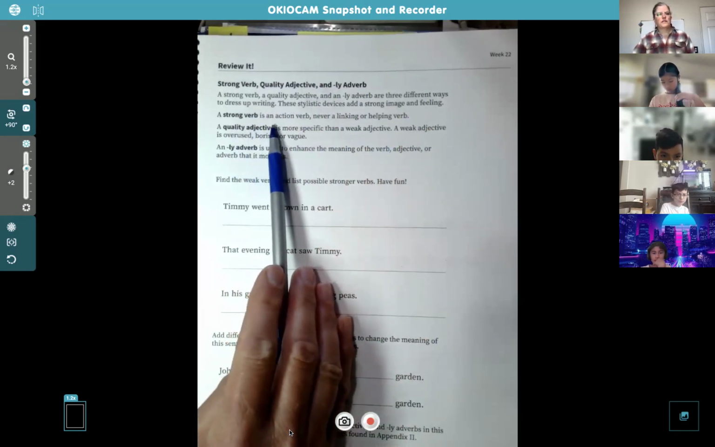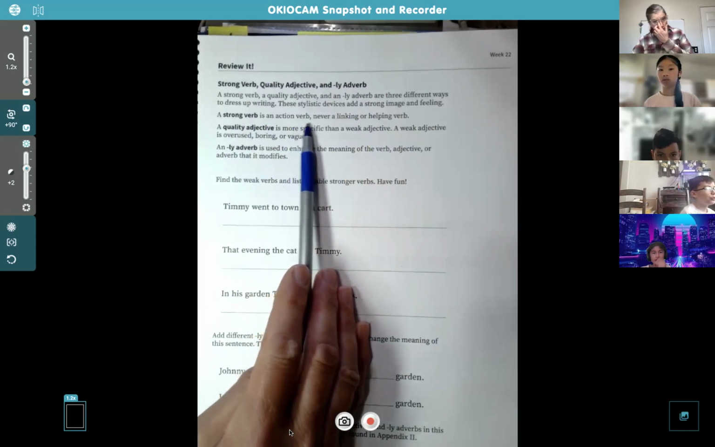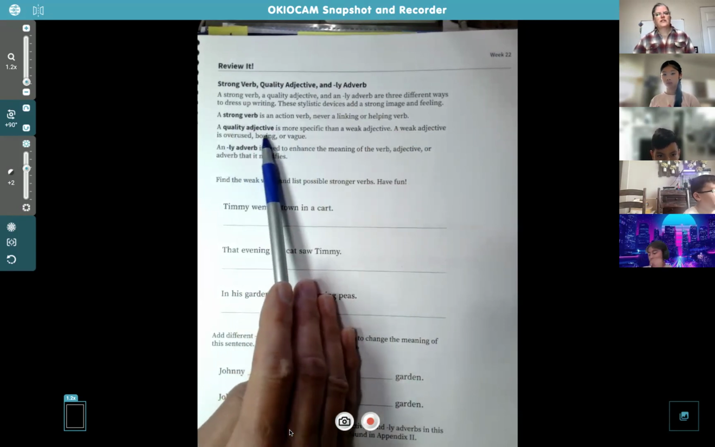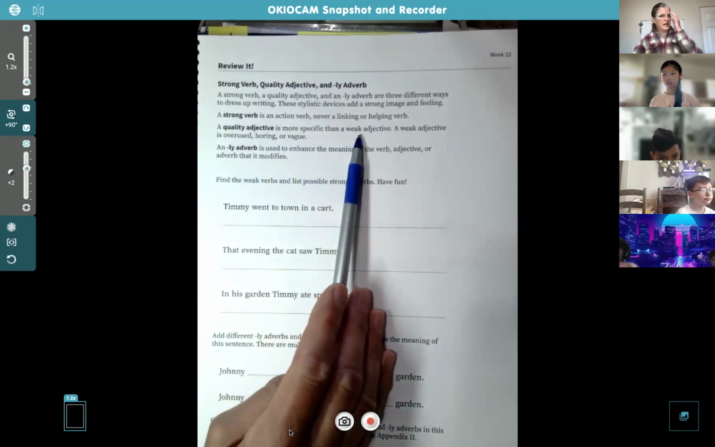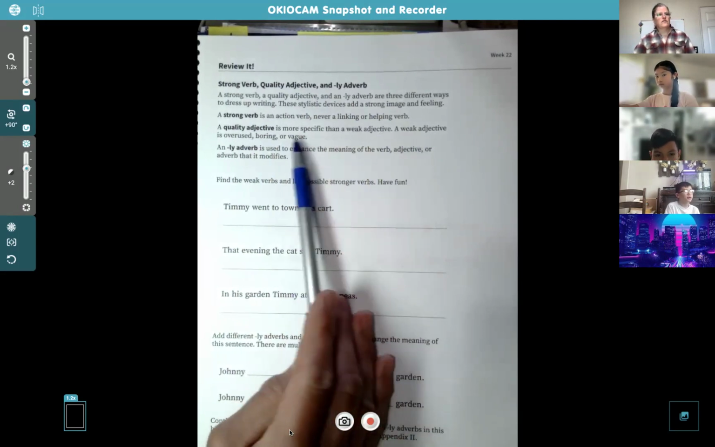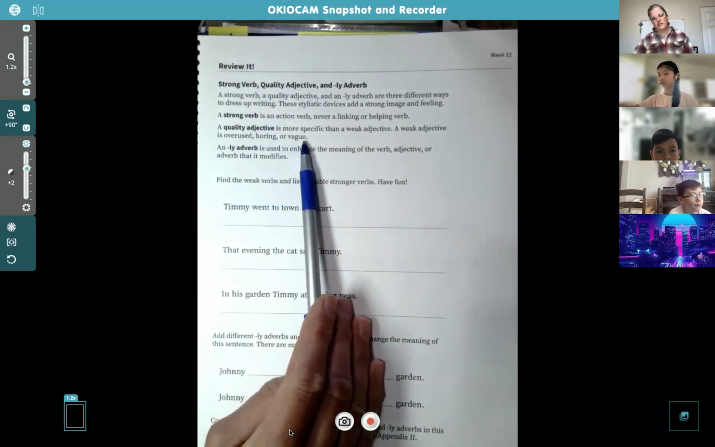So a strong verb is an action verb. It's never a linking or helping verb. Okay, it's showing action. A quality adjective is more specific than a weak adjective. Think of your band adjectives like good and bad. So it's more descriptive. It creates more of an image. A weak adjective is overused, boring, or vague. That's why we don't use those weak adjectives, okay?